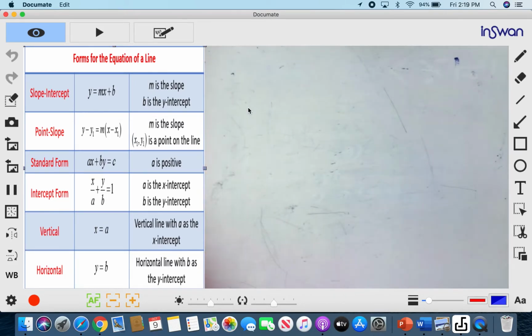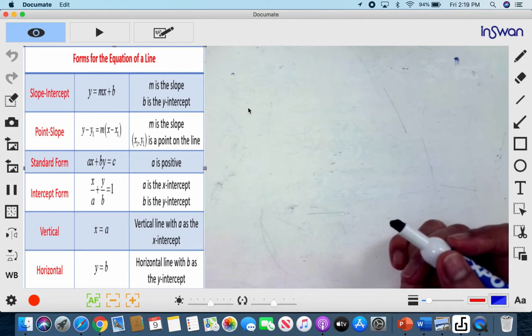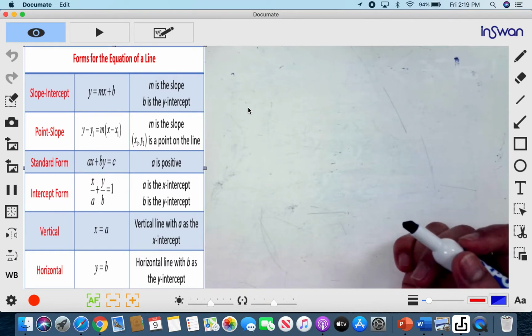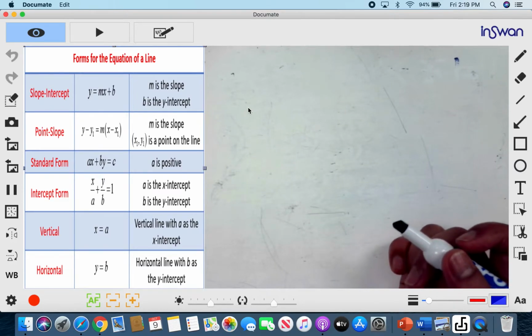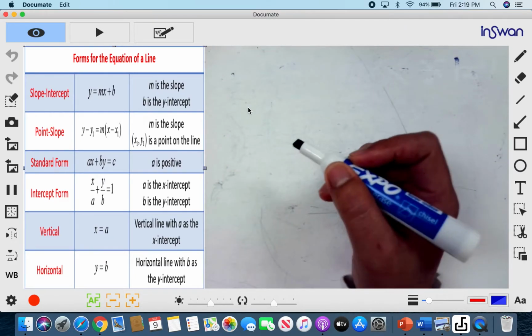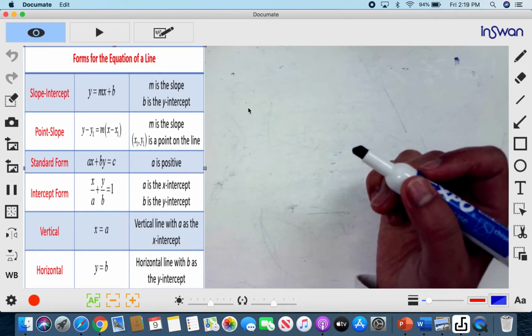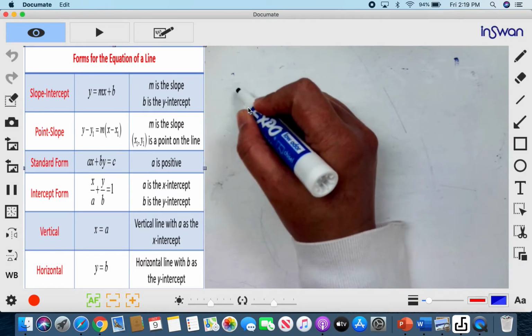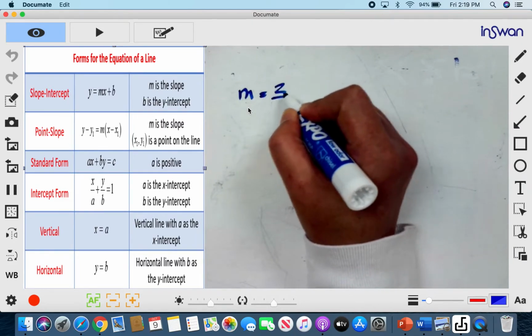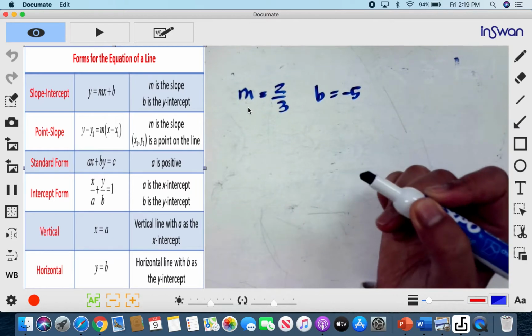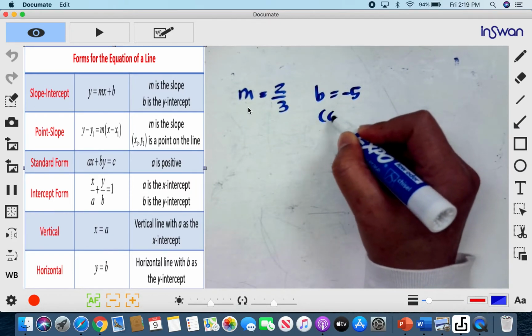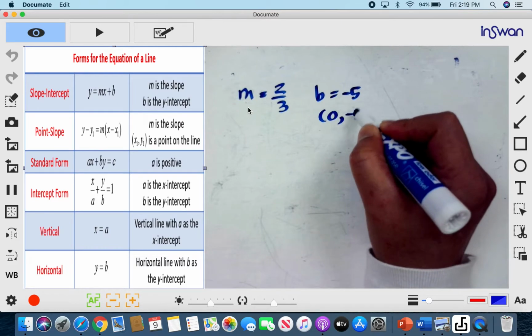Okay, now let's start forming equations of lines, and then afterwards we will generalize and summarize everything. The key is how to identify whether I'm using a certain form of the slope-intercept, point-slope, or intercept form. Okay, so let's say the slope of a line is 2/3 and the y-intercept is negative 5. So this means that the graph is passing at (0, -5).